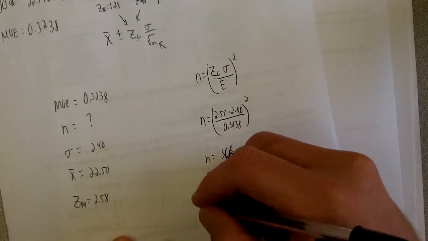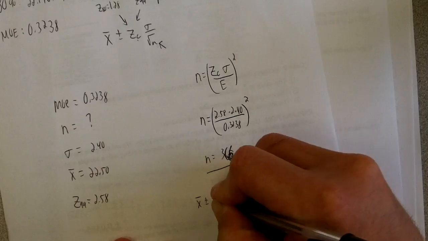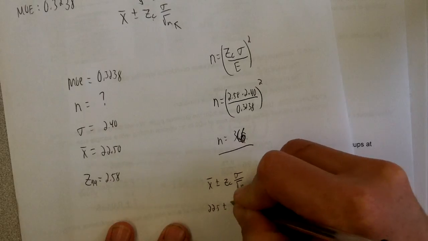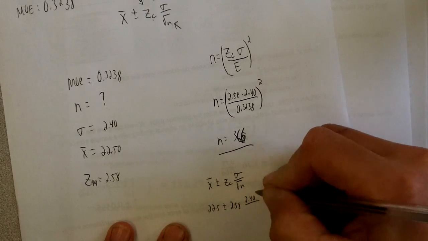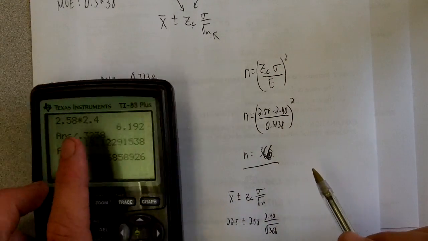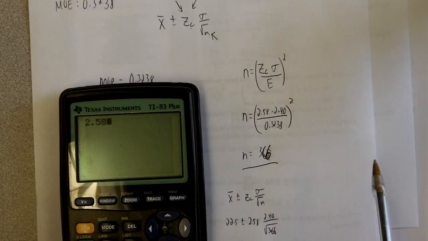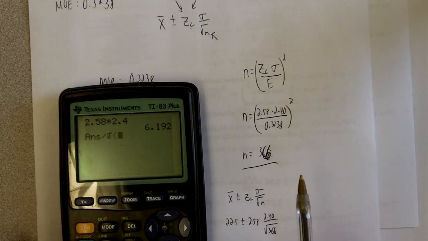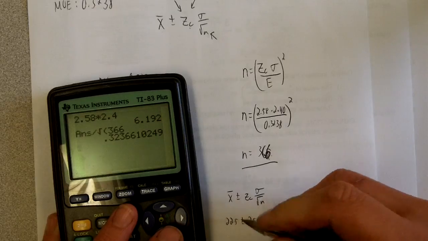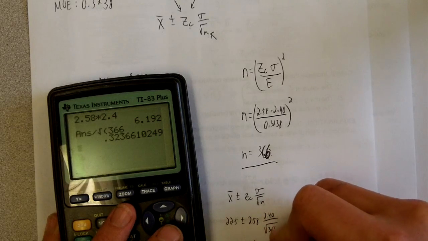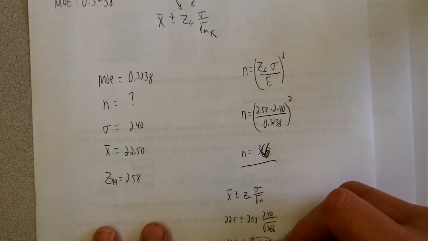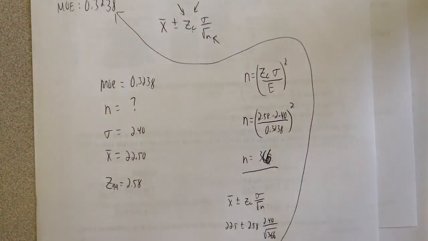Okay, so to see what happened here: x bar plus or minus z sub c sigma divided by the square root of n. So we have 22.5 plus or minus 2.58 times 2.40, divided by the square root of 366. I'm essentially just checking my work here with the 99% confidence interval. So 2.58 times 2.4 divided by the square root of 366. You see here the margin of error, 22.5 plus or minus 0.3236 or so. But in any case, this margin of error with a 99% confidence level now references what we had before.